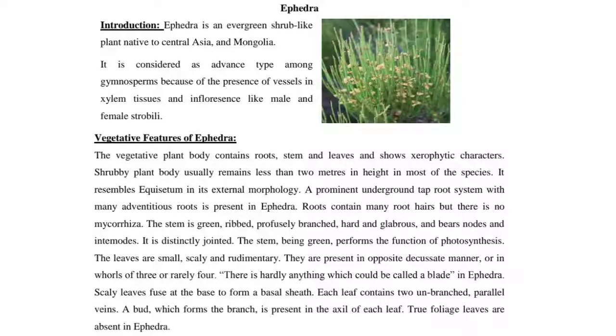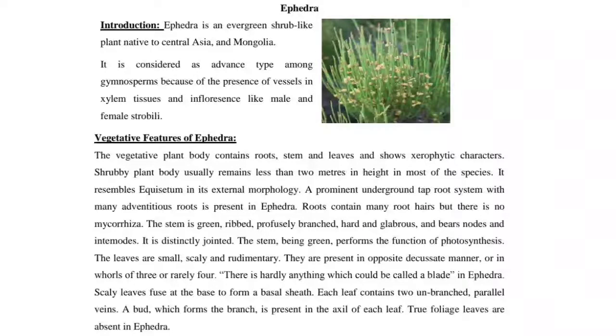Ephedra introduction. Ephedra is an evergreen shrub-like plant native to Central Asia and Mongolia. It is considered an advanced type of gymnosperm because of the presence of vessels in xylem tissues and inflorescences like male and female strobili. Vegetative features of Ephedra.